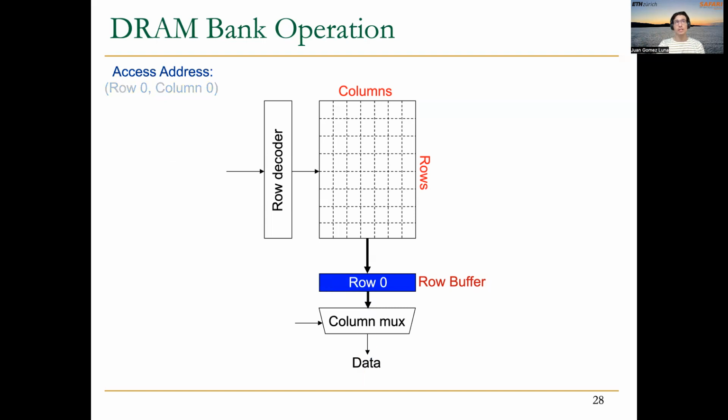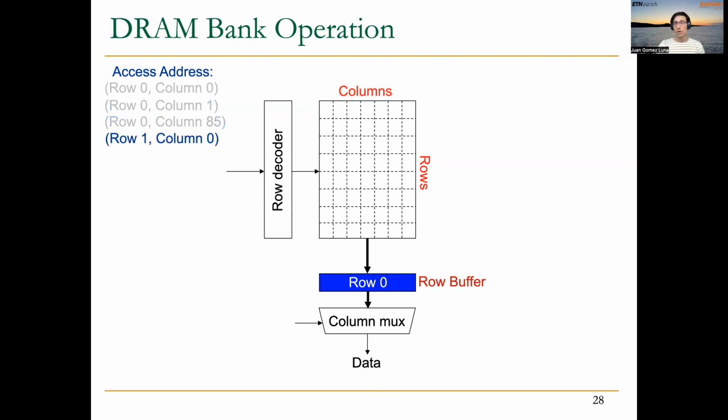And then if the next access goes to column 1, because it's also in row 0, the row is already in the row buffer, we are saving the latency of moving the entire row to the row buffer because we already did that in the previous access. And now we can directly access column 1 from the row buffer, as we can see. And if it's column 85, exactly the same because it's as well in the row buffer already, so we can read it directly from the row buffer.